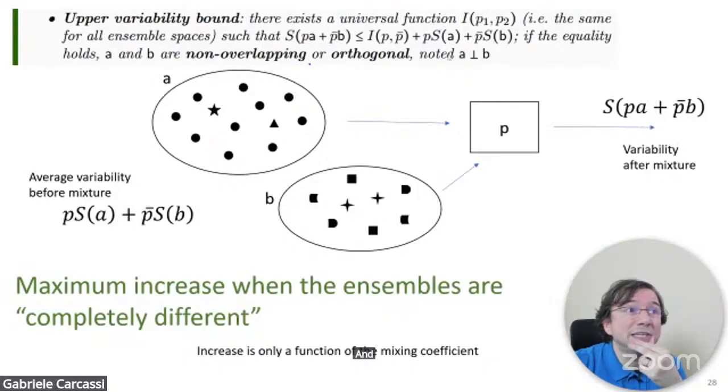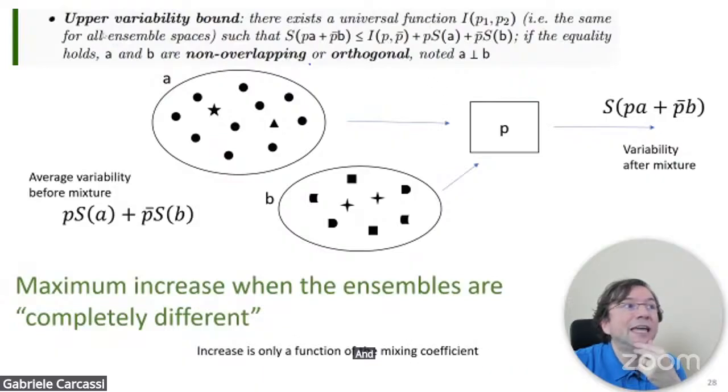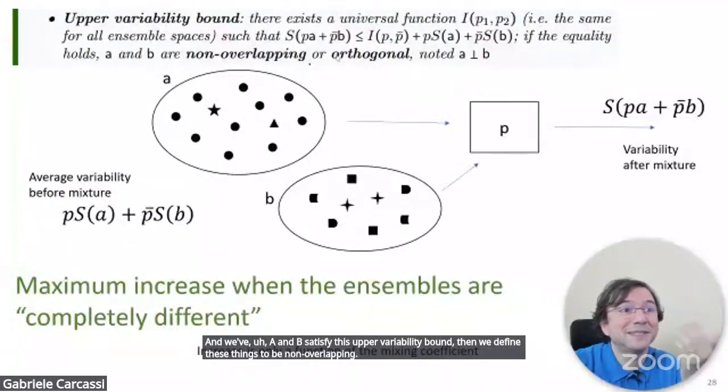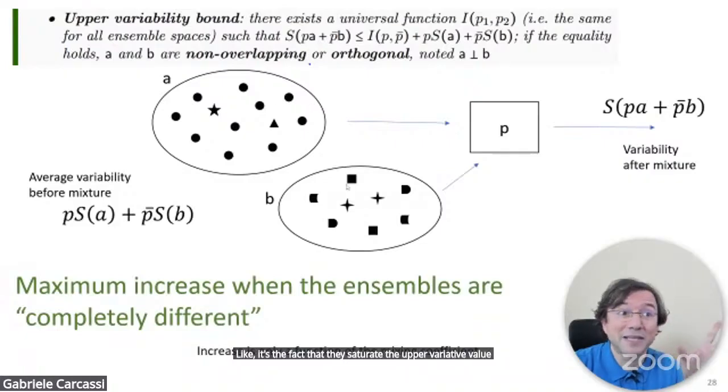And so this is going to be the fact that we have an upper variability bound. We have the entropy of the final mixture, we have the average entropy of the initial ones, and then there's going to be an increase that is given by P. And if A and B satisfy this upper variability bound, then we define these things to be non-overlapping. It's the fact that they saturate the upper variability bound that tells us that they are maximally different.